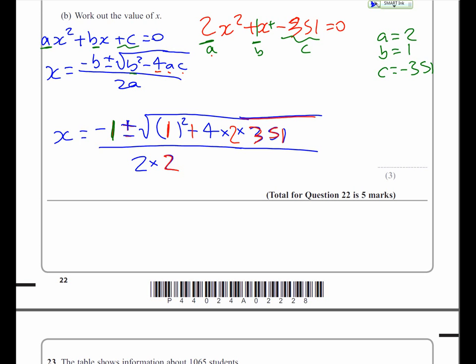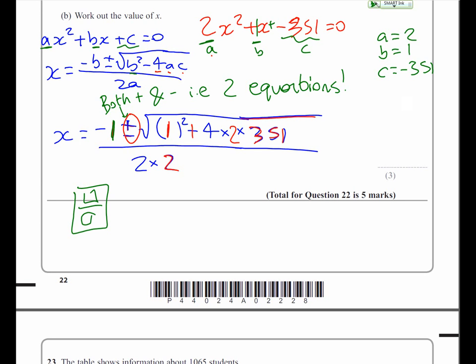Okay, you can type that in your calculator now. And before you say where's the plus or minus button, this is a shortcut to say both plus and minus, i.e. 2 equations. You need to do it twice. So first one, let's do it with a plus. Let's use that button to get the fraction up. It's going to start with minus 1, add square root of 1 squared, that's just going to be 1, add 4 times 2 times 351, all over 2 times 2, which is 4, equals. Wow, that's nice. You get 13. So the plus version tells us that x is 13.